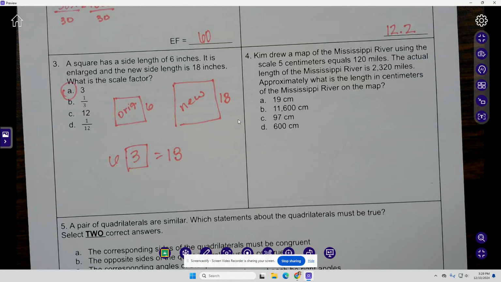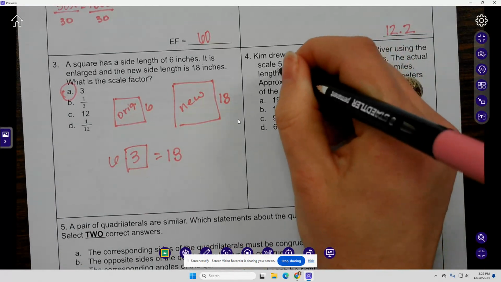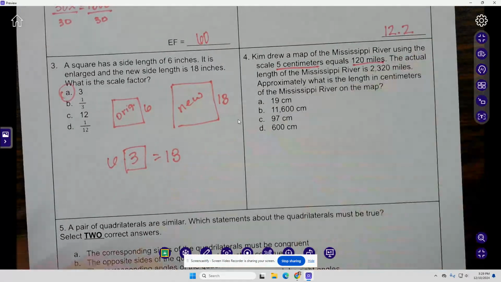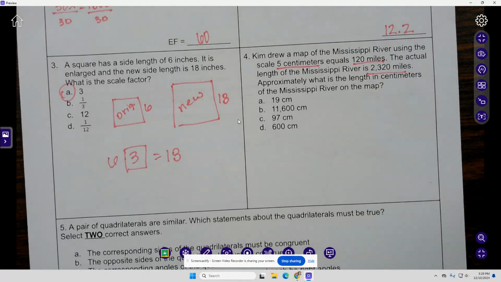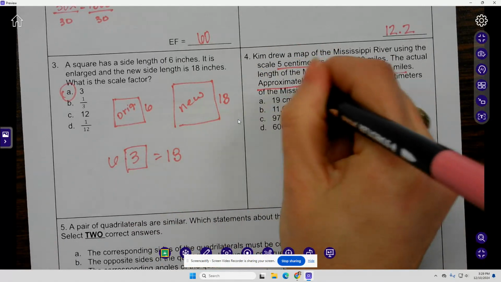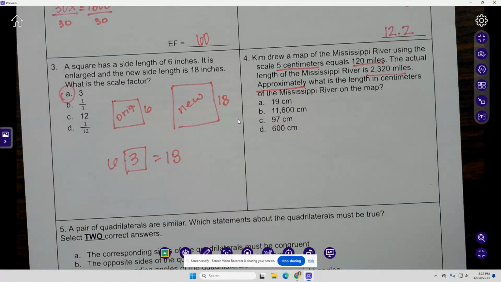Number 4, Kim drew a map of the Mississippi River using the scale 5 centimeters equals 120 miles. The actual length of the Mississippi River is 2,320 miles. Approximately, what is the length in centimeters of the Mississippi River on the map? So remember, that word approximately means just an estimation, okay? Or what is the closest to the correct answer.